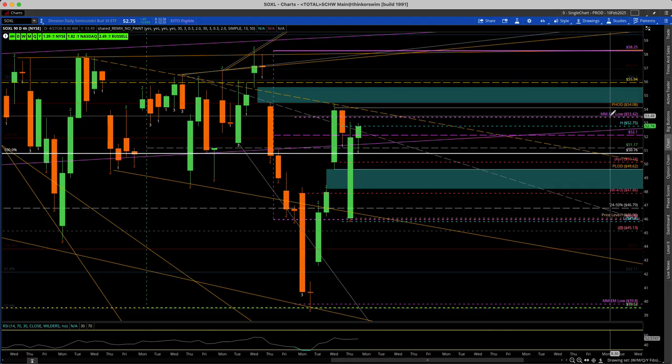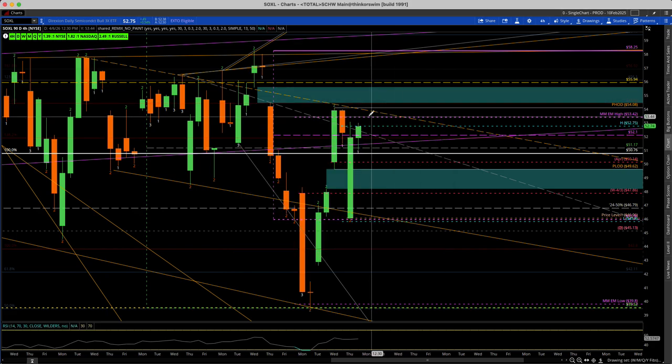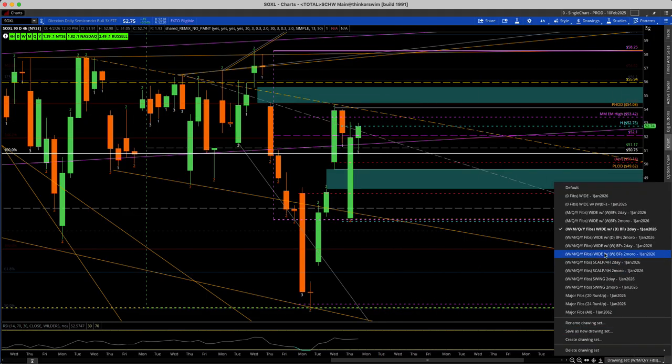I don't know why this says market makers expected move low. This should be expected move high. I'm just bringing that up because it could act as a level of resistance as well, right? So just keep that in mind. Actually, why is that there? That should be higher.